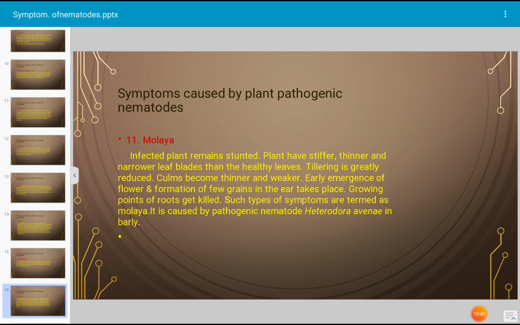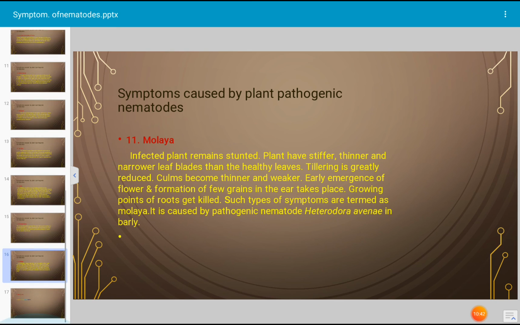Okay, these are all the types of symptoms which are caused by nematodal pathogen. Okay, thank you very much.